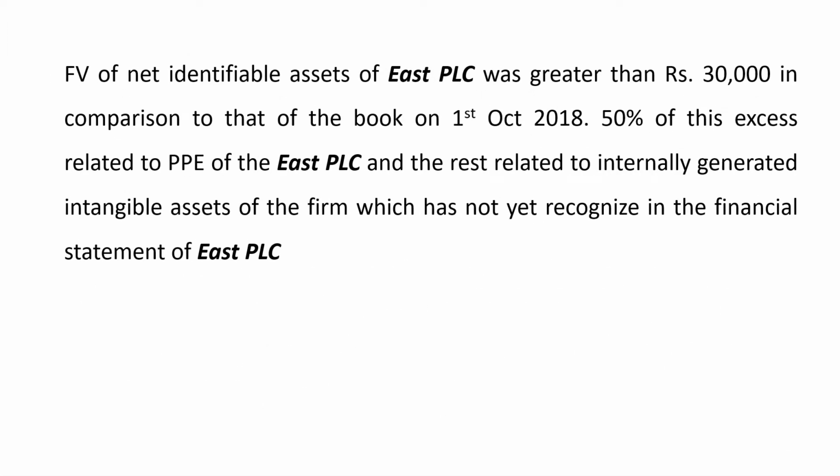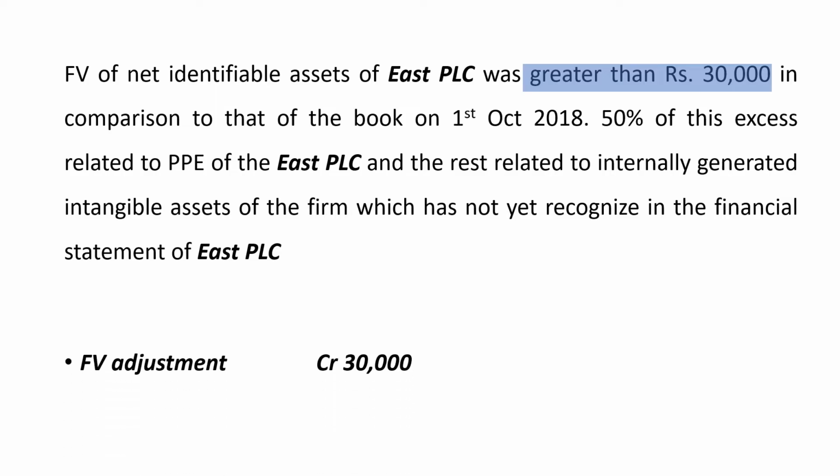It's given that the fair value of the net identifiable assets of East PLC was greater by 30,000 in comparison to that of the book value on 1st of October 2018. And 50% of this excess relates to the property, plant and equipment. Therefore, first we are going to transfer the increment of the fair value into the fair value adjustments. We are going to credit it. We can take it as a reserve.